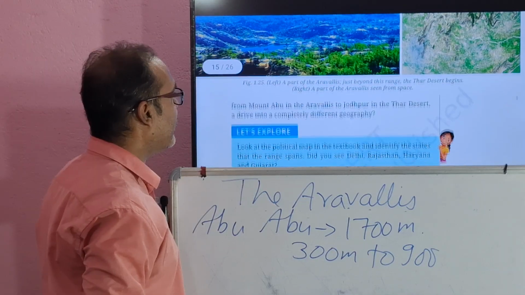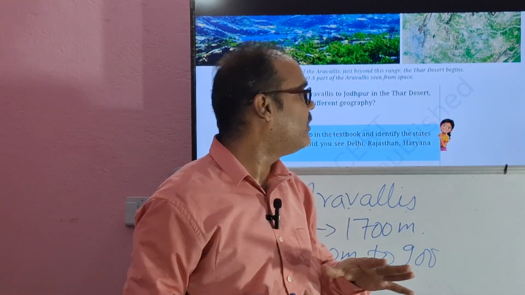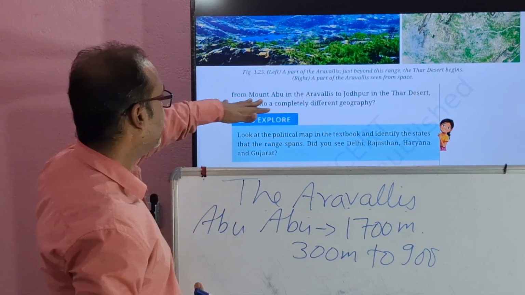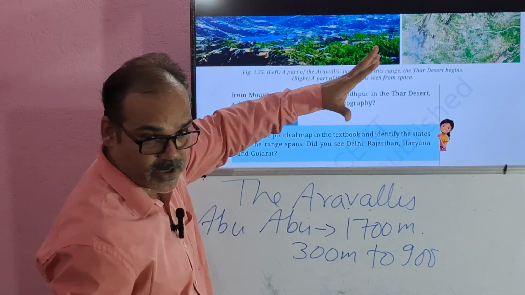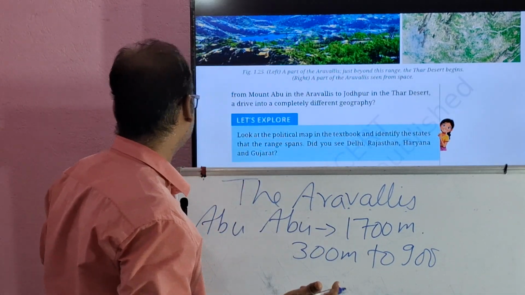Isn't it fascinating that a drive of about 4.5 hours can take us from Mount Abu in the Aravallis to Jodhpur in the Thar Desert? If you drive, in a few hours you will reach from Mount Abu in the Aravallis to Jodhpur, and Jodhpur is the pink city. You know it very well.